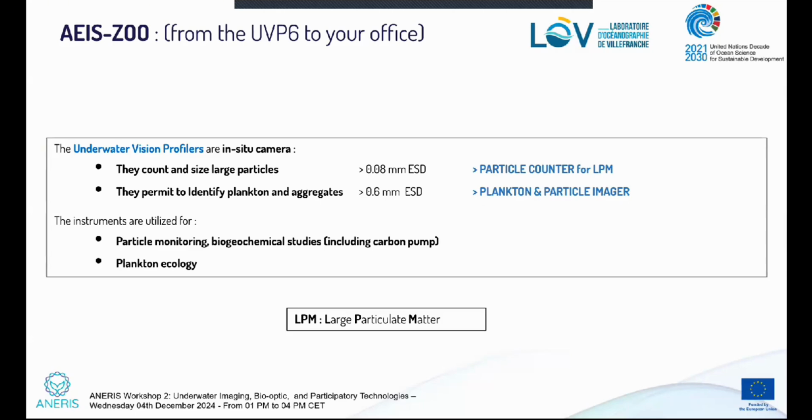What we use the sensor for is basically particle monitoring and biogeochemical studies, mainly in the context of improving the knowledge on the carbon pump, which drains the anthropogenic and natural carbon dioxide from the atmosphere into the oceans. It's also widely utilized for plankton ecology, since we are now capable, thanks to artificial intelligence, to classify the images easily.